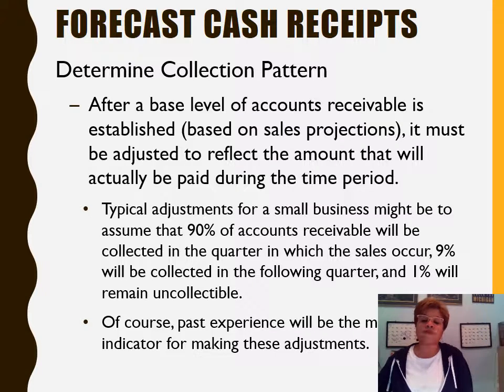So after a base level of accounts receivable is established, it has to be adjusted to reflect what actually happens, right? So it might be to assume that 90% of the accounts receivables will be collected within the quarter in which the sales occur, 9% will be collected in the following quarter, and 1% are going to have to be written off as bad debt. Obviously, historical data will be the best indicator to help you make those adjustments.